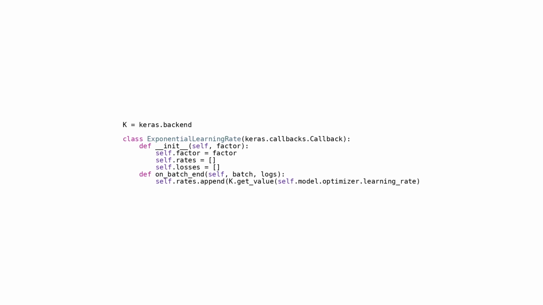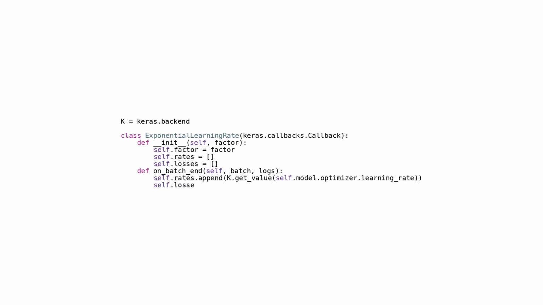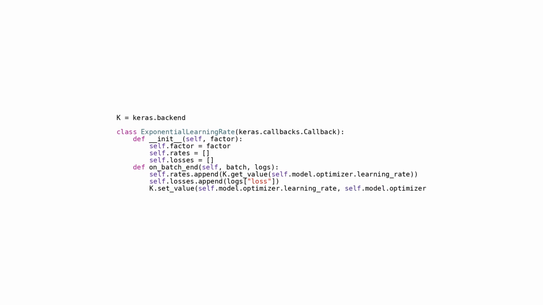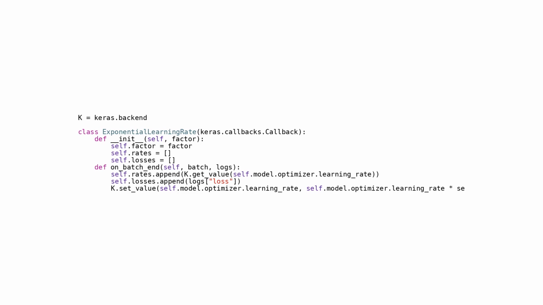This flexibility can improve convergence and handle specific training scenarios. Custom callbacks like ExponentialLearningRate offer the ability to adapt the training process, fine-tune learning rate schedules, and add functionalities not available in Keras built-in callbacks.